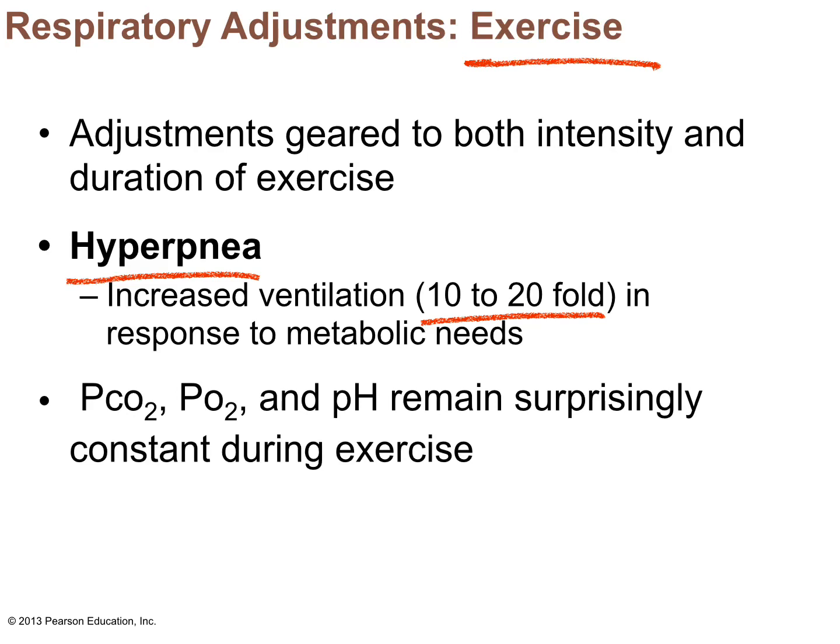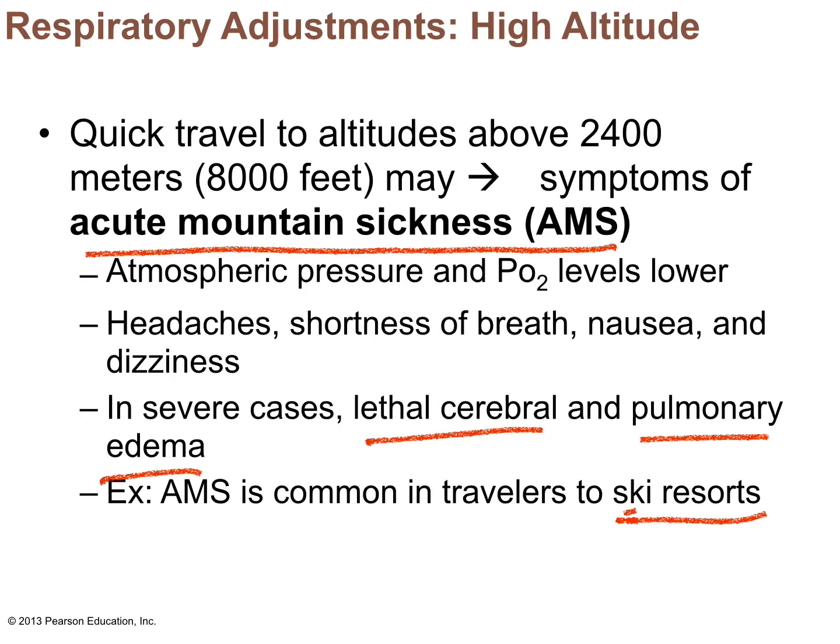Hyperpnea during exercise can increase ventilation 10 to 20-fold. Go ahead and memorize that. If you go to high altitudes very quickly, there is something that could happen called acute mountain sickness. Headaches, shortness of breath, nausea, dizziness are some common symptoms, but in severe cases it can cause cerebral edema or pulmonary edema, and it can be lethal. This happens commonly at ski resorts, because you're going up to high heights very quickly on the ski lifts. Also, like a helicopter, it doesn't pressurize, or maybe some of them do, but helicopters don't usually pressurize, so you're going to high altitudes very quickly.